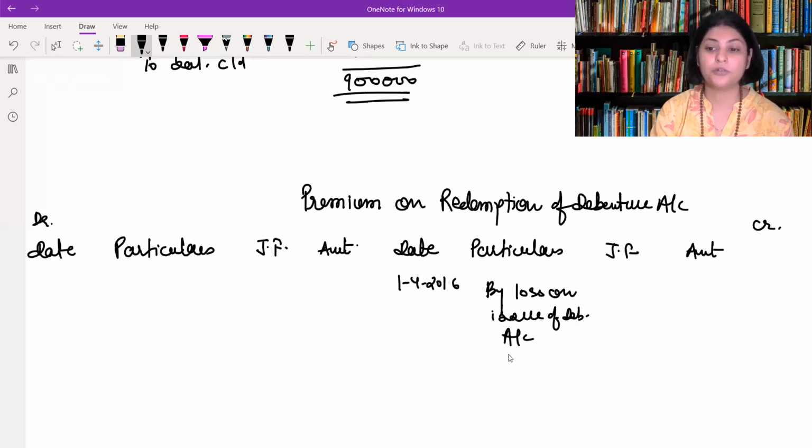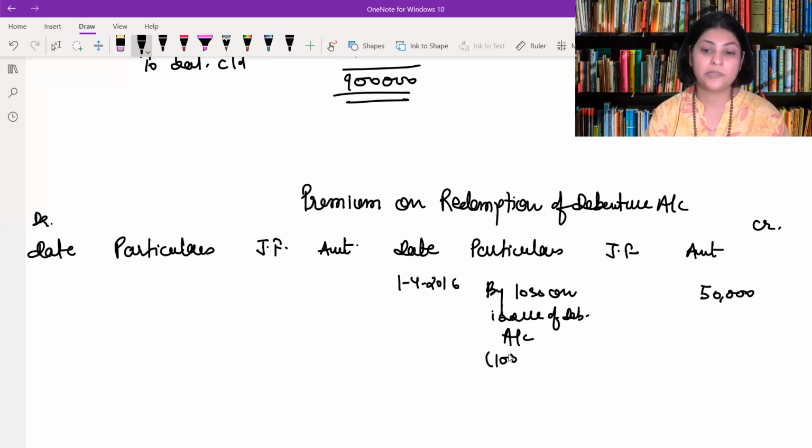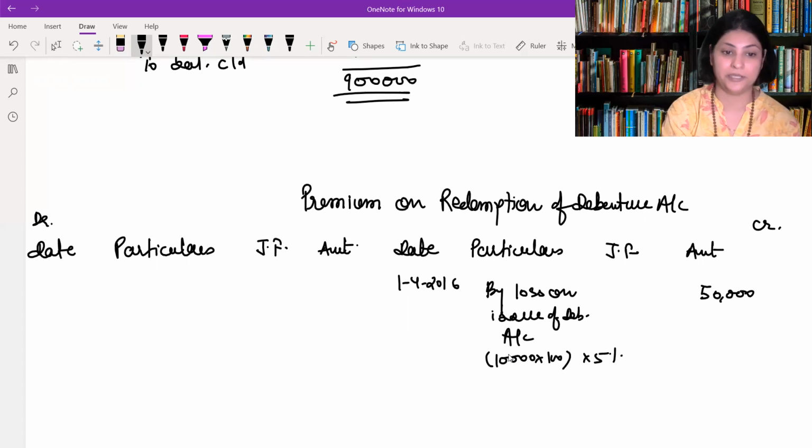And how much amount are you going to write? You're going to write over here 50,000 rupees. How did this 50,000 rupees come? That is 10,000 debentures of 100 rupees each multiplied by 5%. Like this, the 50,000 figure came.